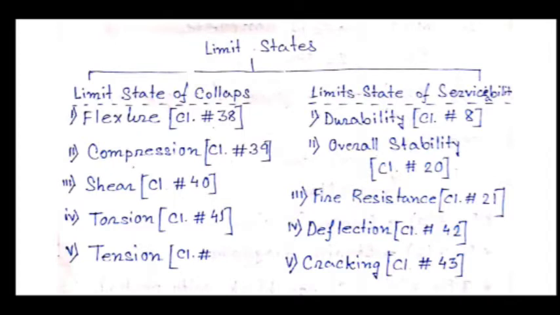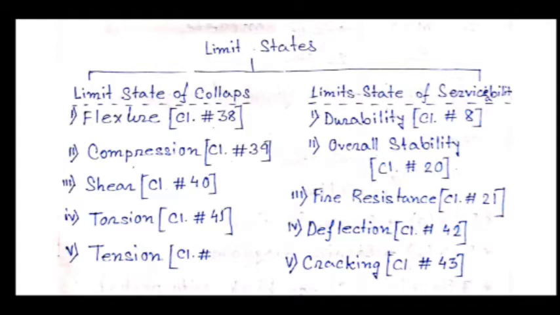Limit state of collapse deals with strength and stability of the structure under maximum design load. For flexure, we may find the conditions from clause number 38 of IS 456-2000. For compression, clause number 39. For shear, clause number 40. For torsion, clause number 41. And for tension, I forgot to write this. Sometime later we may discuss the clause number of tension.